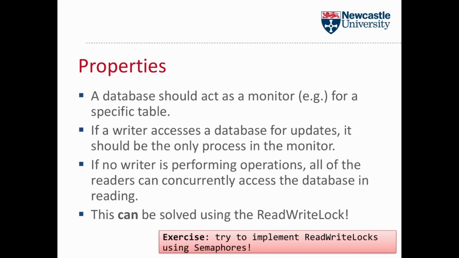If a writer is accessing a database for updates, it should be the only process in the monitor. For example, I want to update the date of birth, and I'm accessing from two devices, then I cannot do the same update contemporarily, otherwise there might be a mess with the final date. If no writer is performing operations, all the readers can concurrently access the database and read, because you have no guarantees.